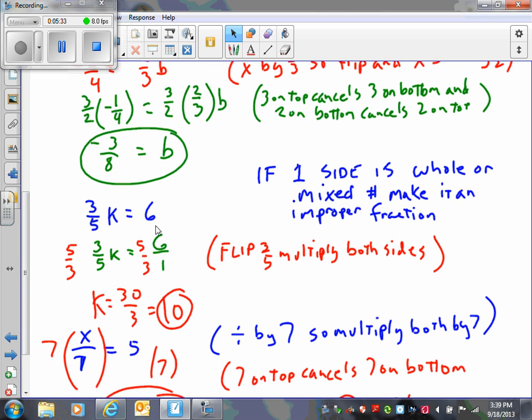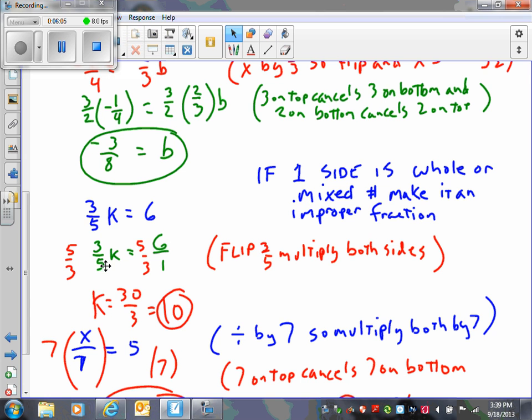If one side is a whole number or a mixed number, you have to make it an improper fraction first. So 6, to make a whole number an improper fraction, you put 1 underneath it. To make a mixed number an improper fraction, you would take the denominator, that's the bottom of the fraction, multiply it by the whole number part, that's the big number in front of it, and then add that to the numerator, that's the number on top. And you'd still keep the original denominator on bottom.